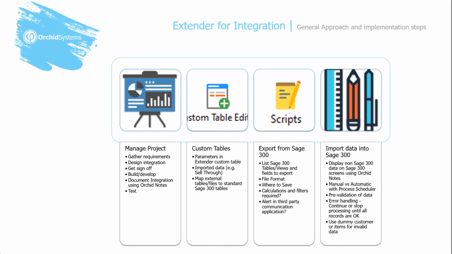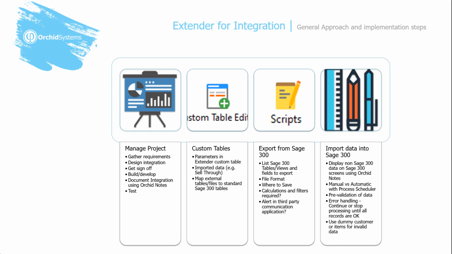When we're importing data into Sage 300, the simplest way to do this would be, for example, to display some non-Sage 300 data on a Sage 300 screen using Orchid Notes. So while it may not be considered a very deep integration, it is still a way to show information out of other systems in Sage 300. These imports are going to be manual or automatic using Process Scheduler.